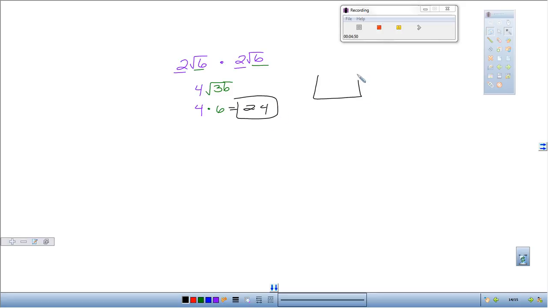I started with the area of 24, and I wanted to find the length of the sides. So that's how I can prove that 2 square root of 6 and 2 square root of 6 are the length of the sides of a square that has an area of 24. Any questions over that? Okay. Let's do a few more just to practice.